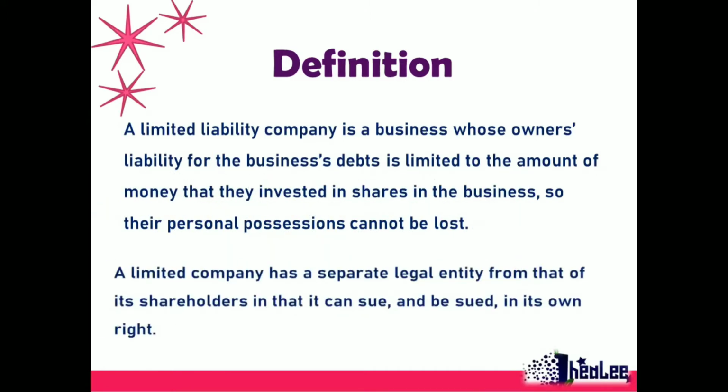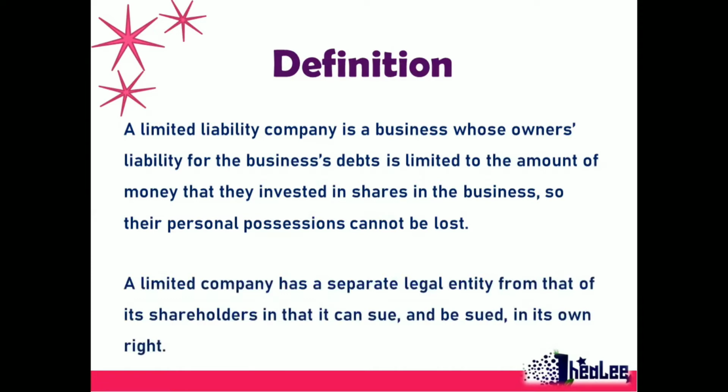A company is seen as a legal entity, a separate legal entity from that of its shareholders, in that it can sue and be sued in its own right. So the shareholders, which are the owners of the company, are separate and apart from the business. They're basically seen as two different persons, because it's a separate legal entity. You can look at it as a person basically. So it can sue, or it can be sued in its own right.